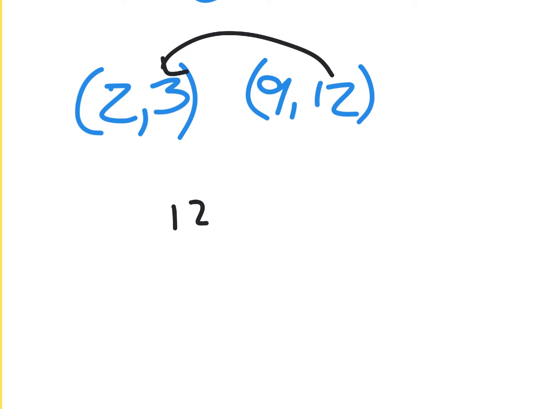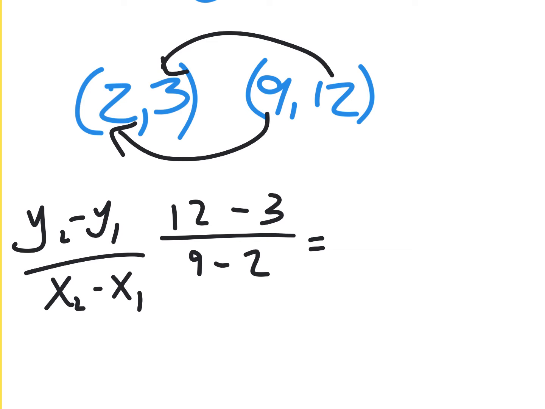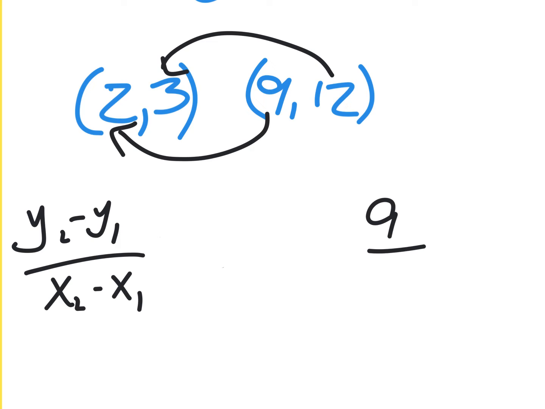The last shall be first. 12 minus 3 over 9 minus 2 in this case. That's how you find slope. And it's the y value subtracted over the x value subtracted. And it equals m. So this one would be 9 over 7. 9/7 is the slope. And this is the rise, and this is the run. Okay, and this equals m.